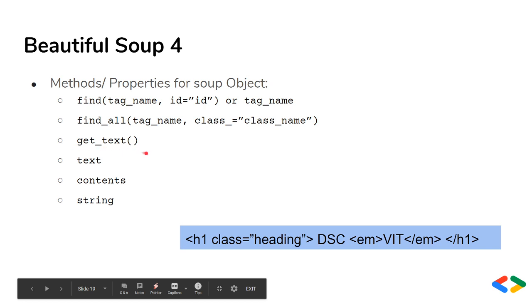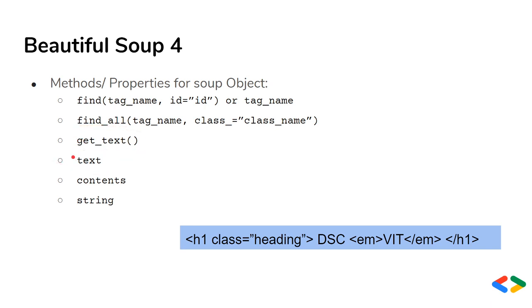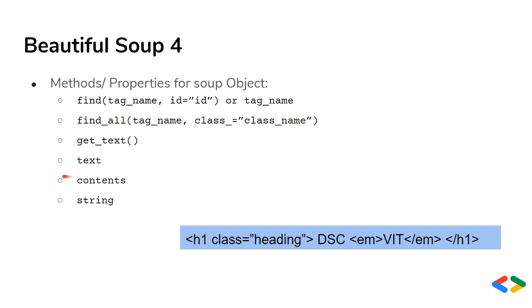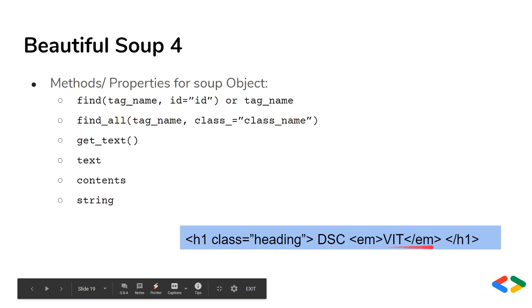Next will be get text. Get text and text are similar. It will help you get all the text between the starting tag and the ending tag. So in this case, when you write get text, you will get DSC VIT. Or text, it will also return the same thing. Now there is contents. Contents will return all the nested HTML tags also. So you will get DSC, emphasis VIT, when you write contents, and when you write strings, you won't get anything over here, because it will only return something when you have a string written in between.